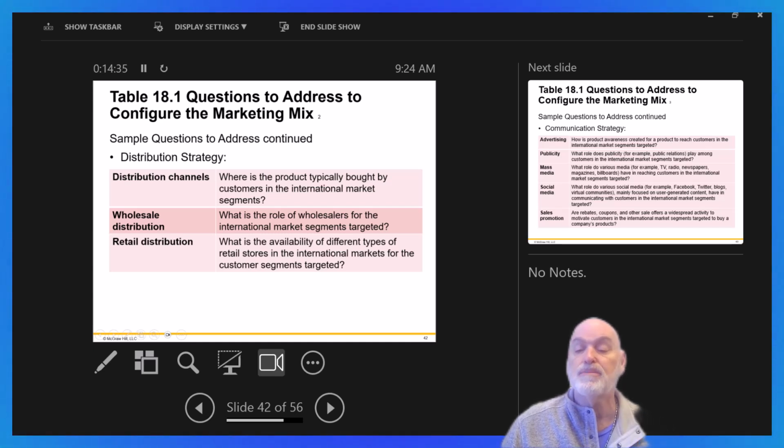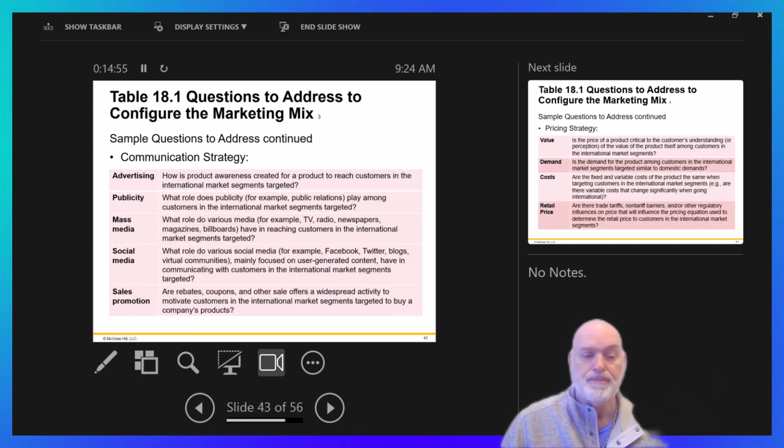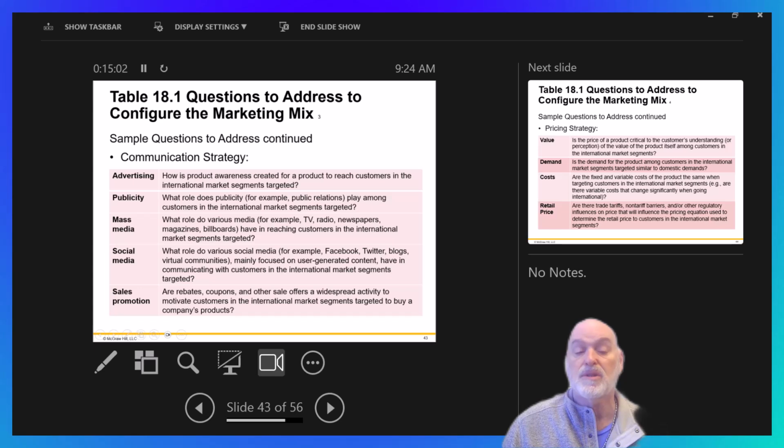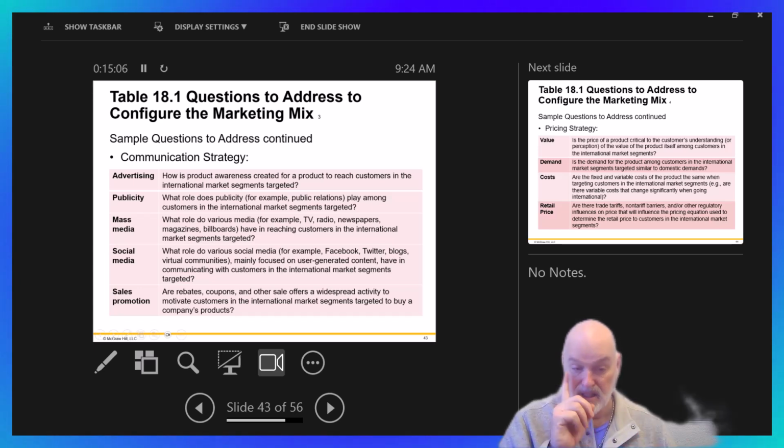Distribution channels. Where is the product typically bought by customers in the international market segments? Wholesale distribution: what is the role of wholesalers for the international market segments targeted? And retail distribution: what is the availability of different types of retail stores in the international markets for the customer segments targeted? Communication strategy, advertising: how is product awareness created for a product to reach customers in the international market segments targeted? Publicity, etc.